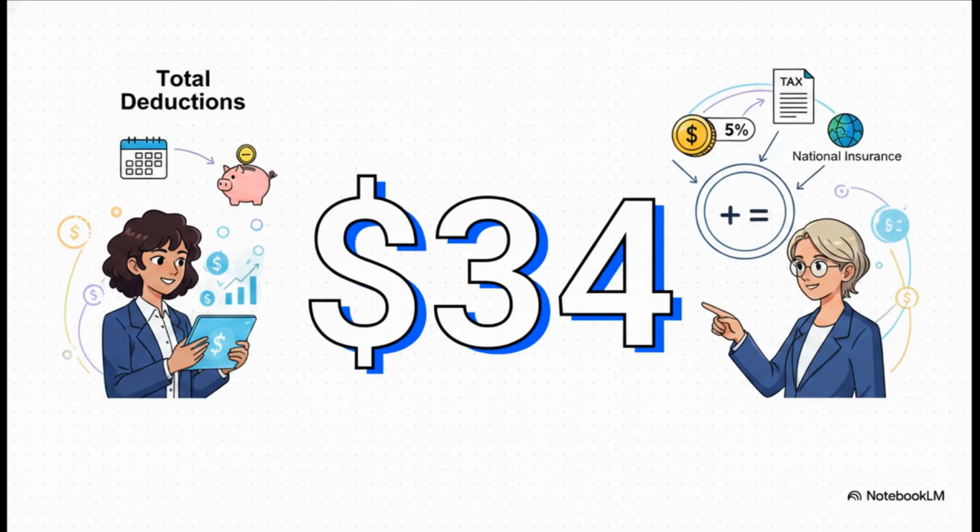First up, we have that fixed $20 for income tax. Easy enough, right? Next, we have the national insurance, which is 5% of the gross pay. So we take 5% of our $280 gross, which equals $14. Now we carefully add our deductions together. The $20 tax plus the $14 national insurance gives us a total deduction amount of $34.